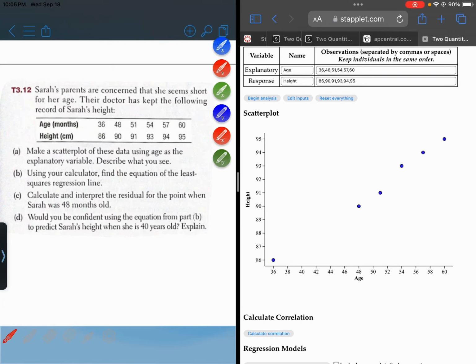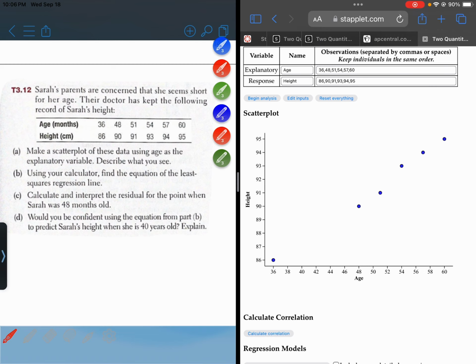Question 12. Sarah's parents are concerned that she seems short for her age. Their doctor has kept the following record of Sarah's height. So her age has been recorded at 6 different times, and her height as well. Part A, make a scatter plot of these data using age as the explanatory variable.